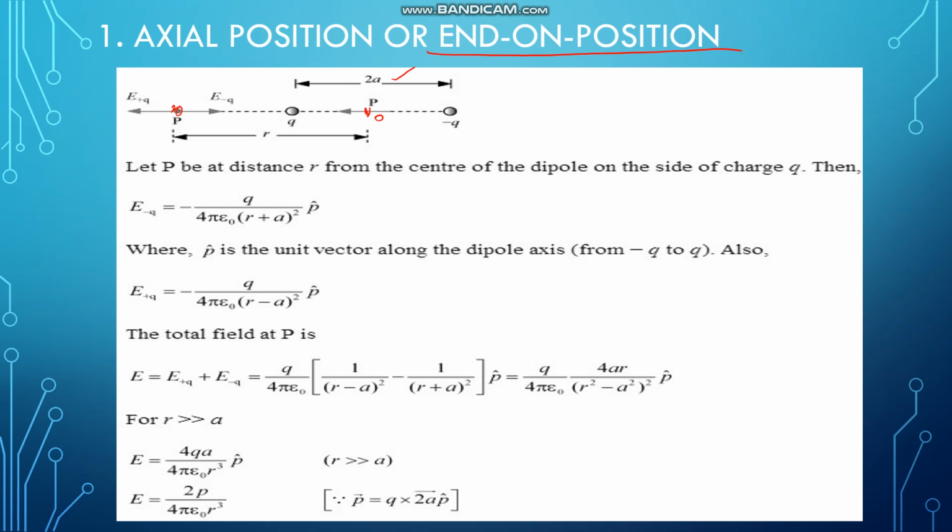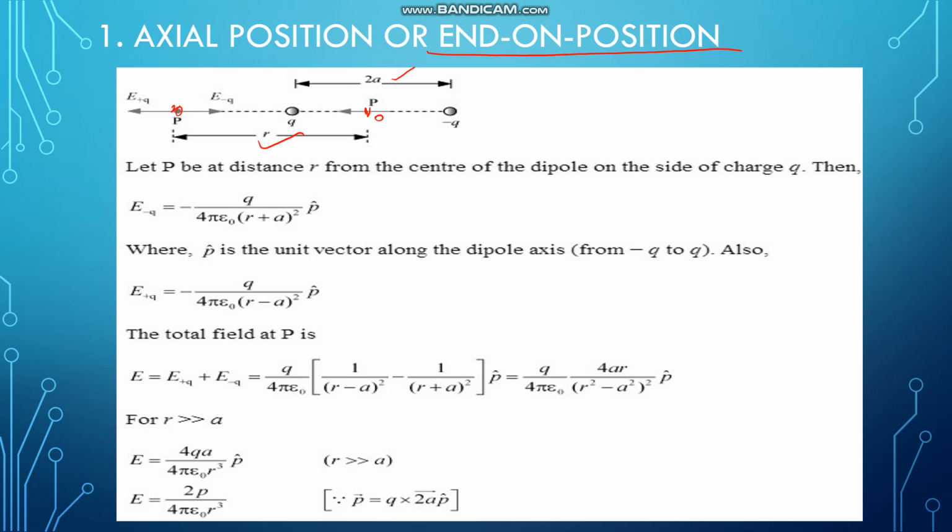Now write down the consideration. Let AB be an electric dipole consisting of charges plus q and minus q. These charges are separated by a distance of 2a. The medium has dielectric constant K. A point P is taken on the axial line at a distance r from the center of the dipole, at which the intensity of electric field is to be found.